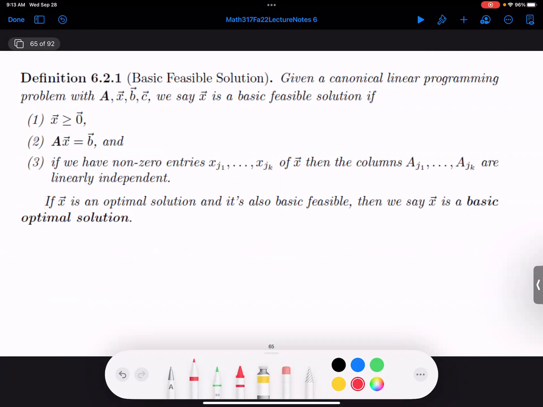Given a canonical linear programming problem, so what pieces of input do we have? We have our matrix A, we have the components X that we're trying to find, we have B, we have C. We say X is a basic feasible solution if X is greater than or equal to 0. Okay, well, that's part of our canonical programming problem. AX equals B, well, that's part of our canonical programming problem. So far, a basic feasible solution, the first 2 conditions mean it's a feasible solution. Names should be good, right? A basic feasible solution, if it's not a feasible solution, the name is bad.